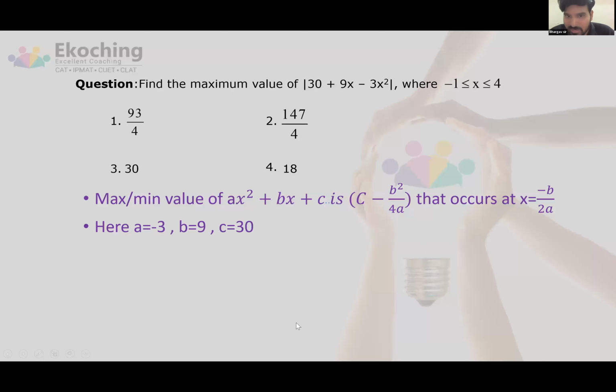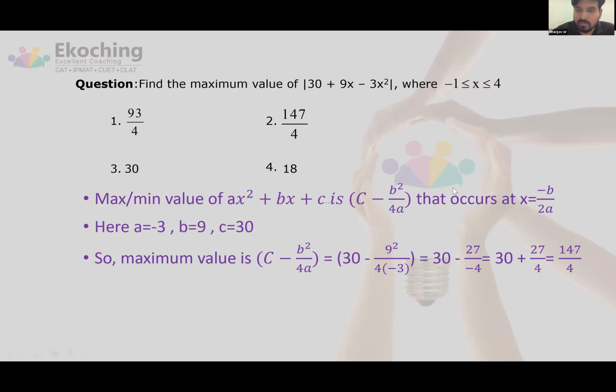Here A is equal to -3, B is equal to 9, C is equal to 30. Just substitute in that, and you will get the answer. 30 in place of C, 9 in place of B, -3 in place of A, and 4 into -3. So this is the answer you will get: 147/4. Right? There is no problem in this. This is the actual way of solving this question. We identified the maximum value of a quadratic equation using a formula.